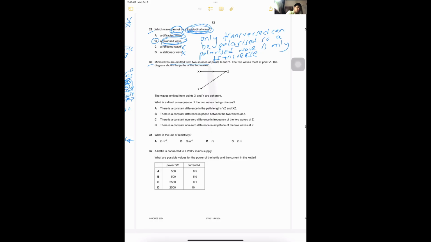Question 30. Microwaves are emitted from two sources at points X and Y. The two waves meet at point Z. You can see that in the diagram, right? The diagram shows the paths of the two waves. Waves emitted are coherent. Coherent means constant phase difference. So the option with this theory will be the answer. But not the path lengths, the phase. There is a constant non-zero, not really. Non-zero, not really. So the answer is B.